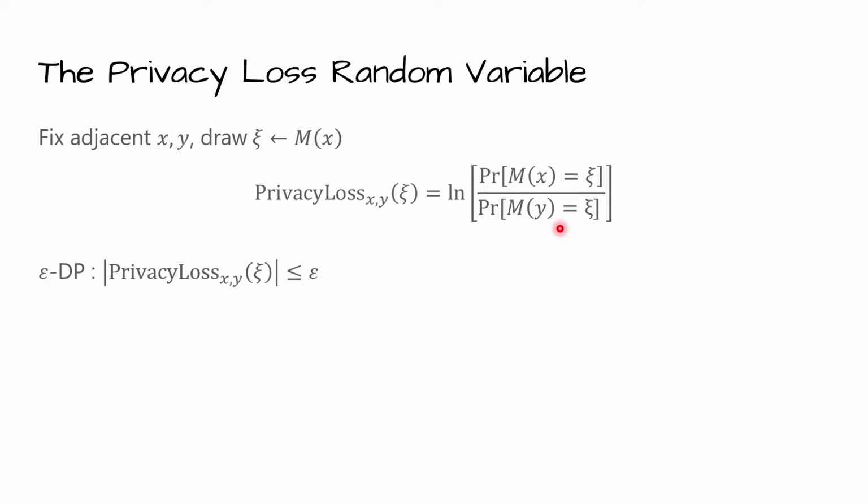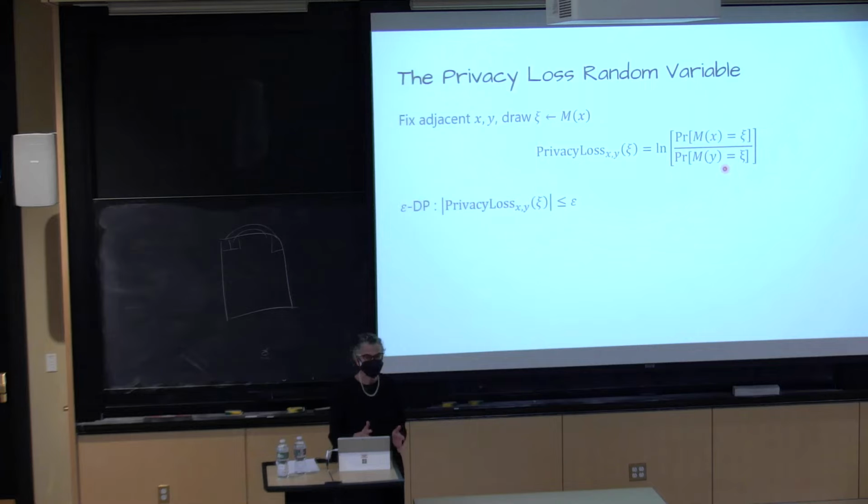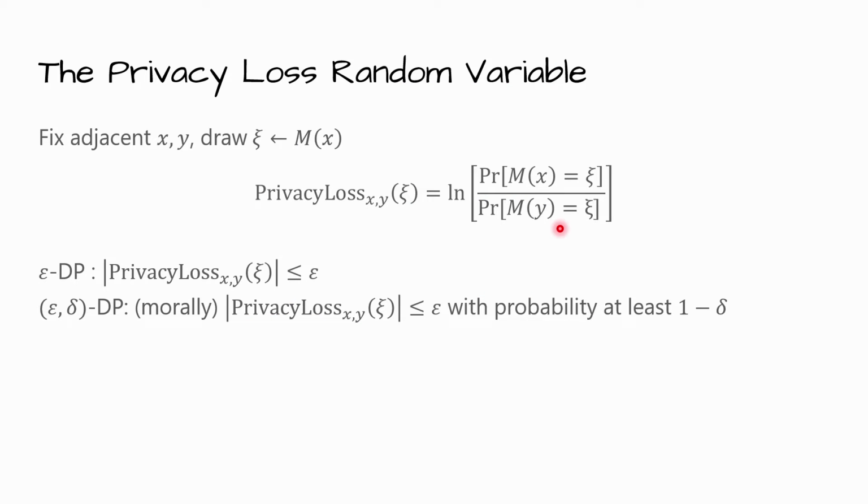So in epsilon differential privacy, pure differential privacy, the privacy loss is guaranteed always to be bounded by epsilon, never worse. In epsilon delta differential privacy, it's morally telling us that with probability at least 1 minus delta, the privacy loss will be bounded by epsilon. So most of the time, you're in good shape and you're not giving big hints as to which database you're actually working from, X or Y.